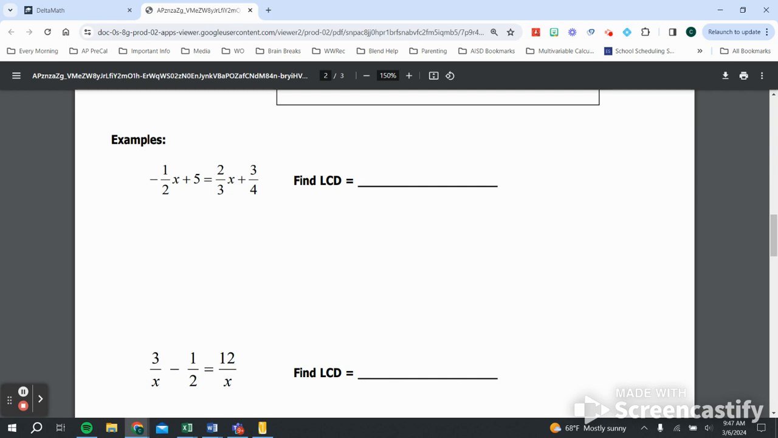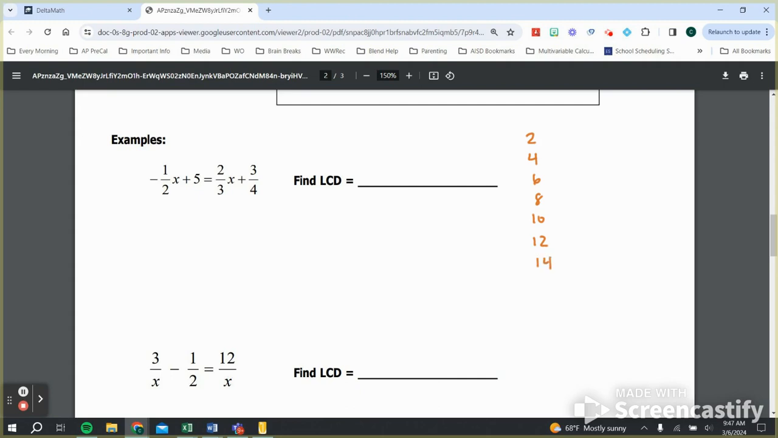Algebra 2. Again, when we are solving, we do not like to have fractions, so we got to get rid of them. Since we have denominators that are all different, we need to find the LCD for these three numbers. So we're looking at 2, and I'm going to write down all my multiples of 2: 2, 4, 6, 8, 10, 12, 14. I'm going to stop right there.